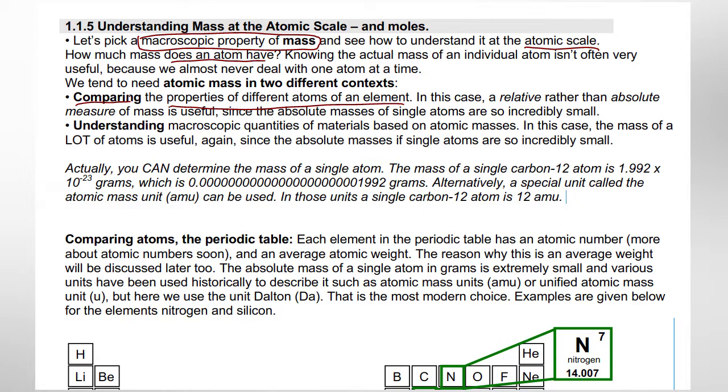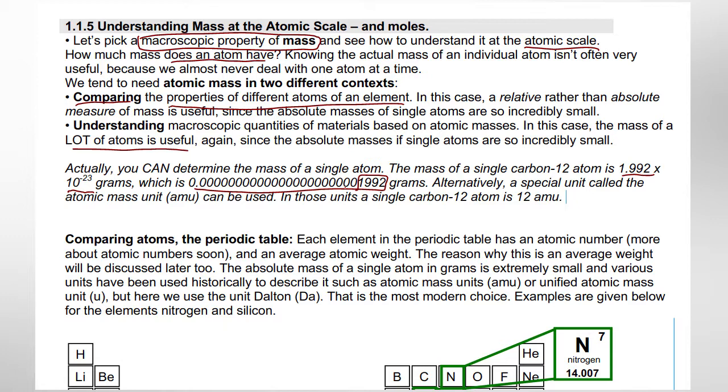To understand the macroscopic quantities of bulk materials, however, we need the mass of a lot of atoms, because again, the mass of a single atom is so incredibly small and not terribly useful. You can actually determine the mass of a single atom. The mass of a single carbon atom is 1.992 times 10 to the minus 23 grams, which is all of these zeros grams. That's a really small number, and fortunately we don't have to deal with these really small numbers because we almost never deal with individual atoms.